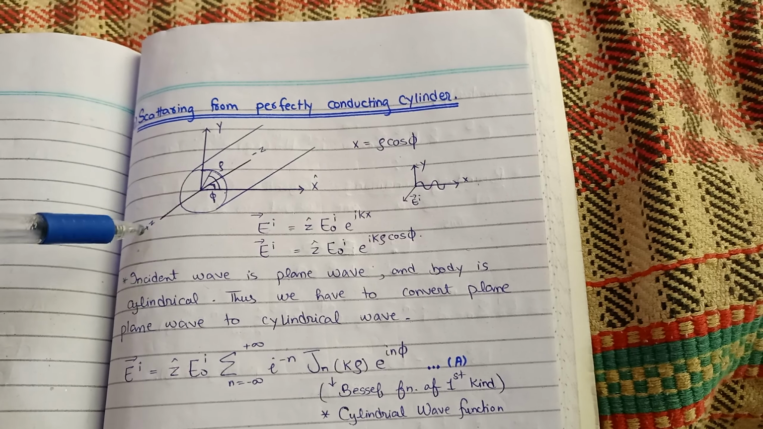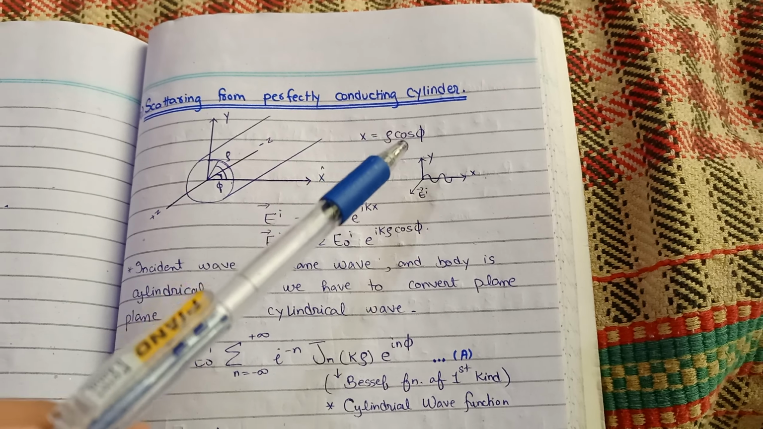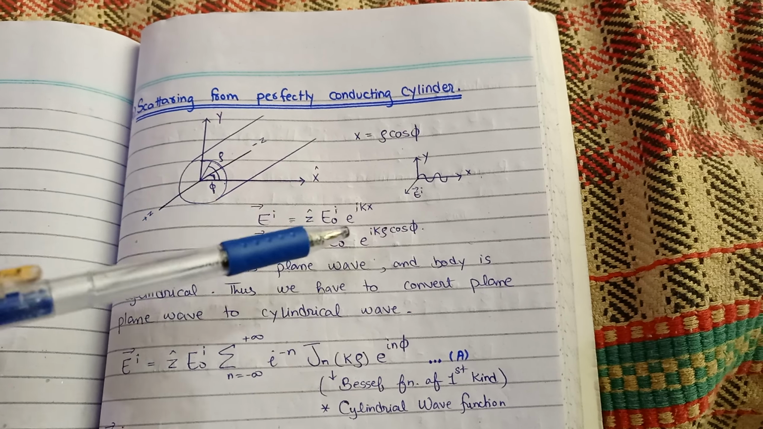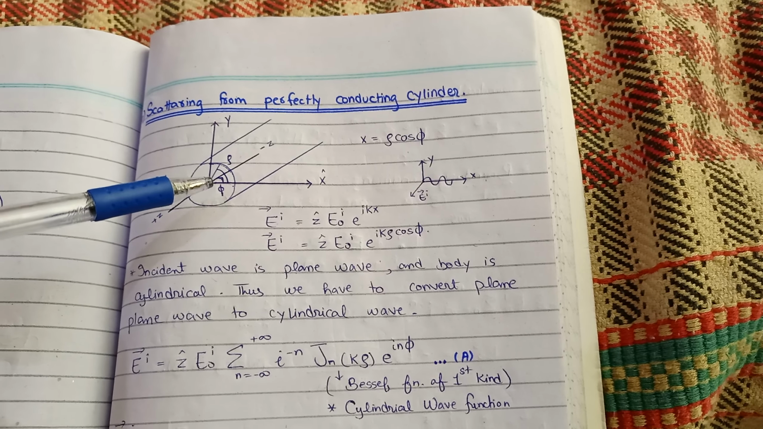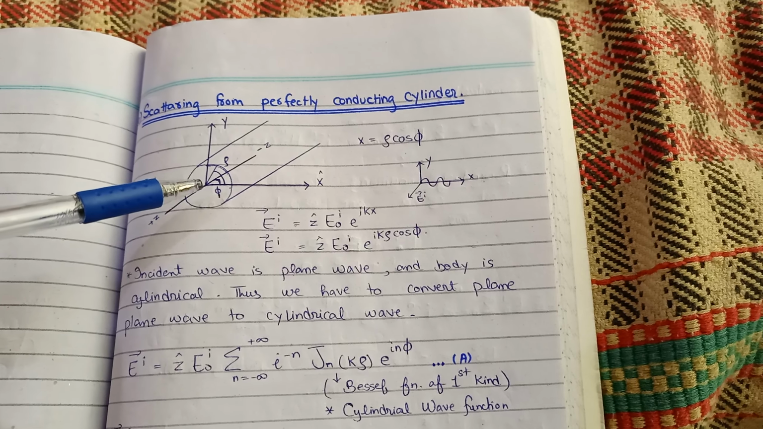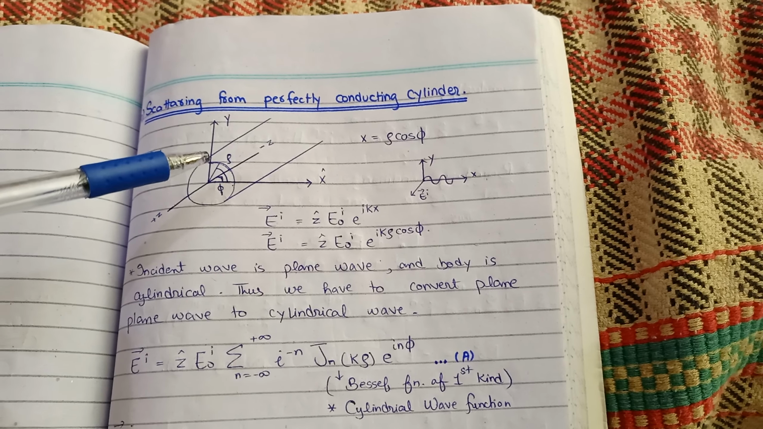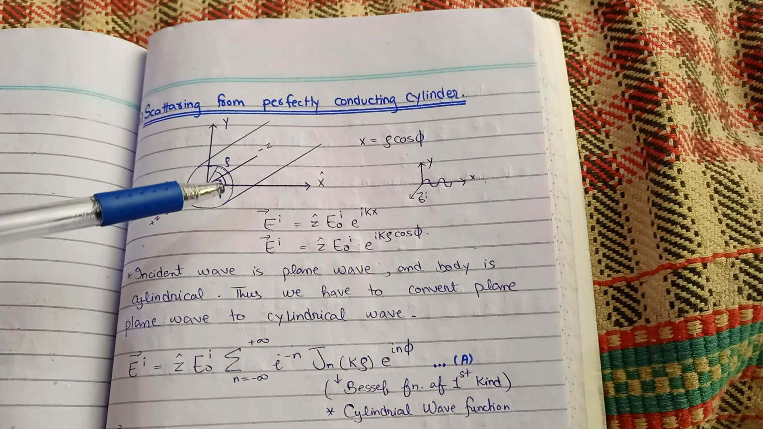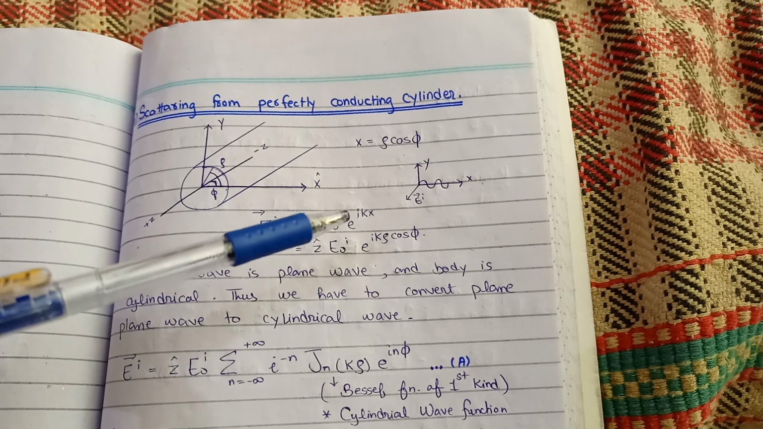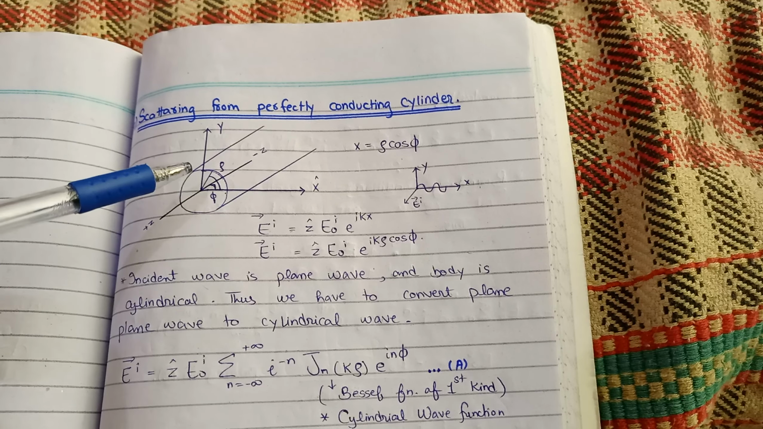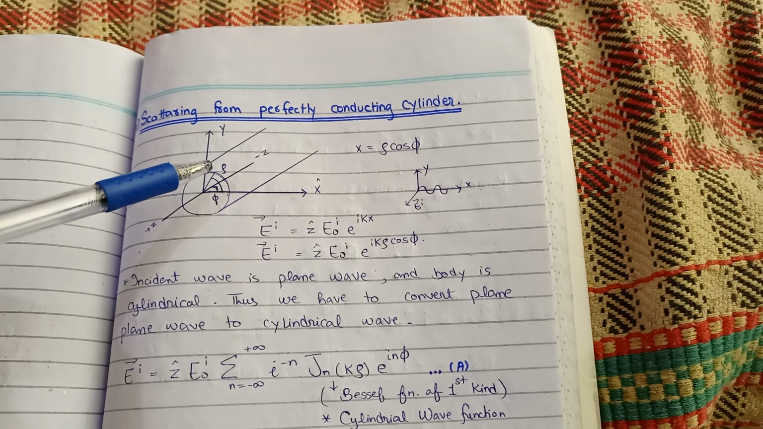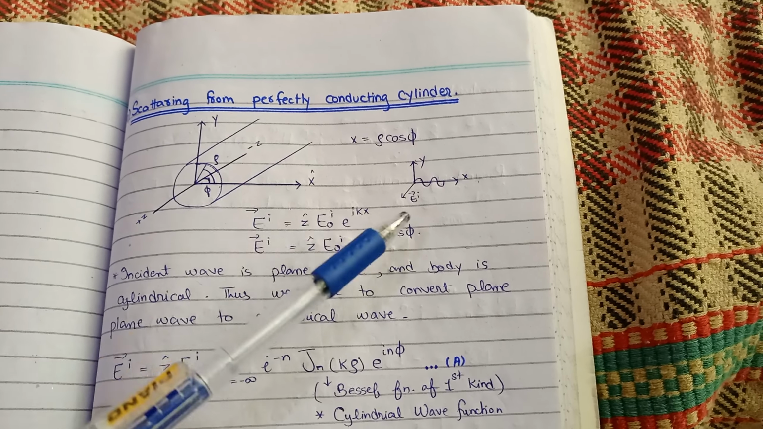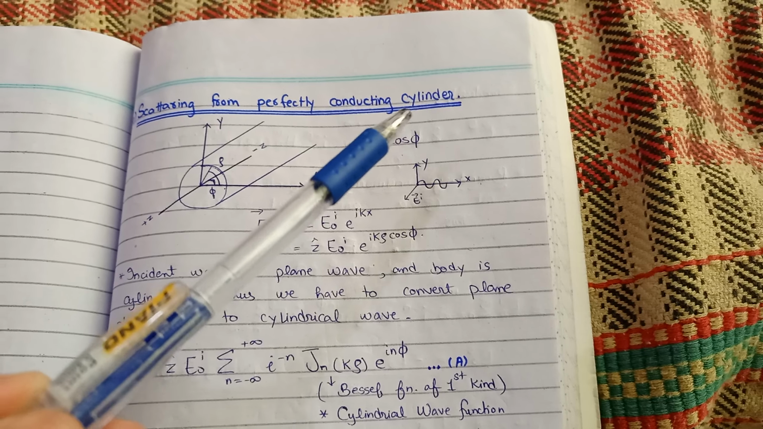This is your cylindrical coordinate system, and we know that in cylindrical coordinate system x equals rho cos phi. The minus z direction and the x direction make an angle of 90 degrees. There is a radius from the center to the surface. Let's suppose a is the radius of the cylinder, and the angle from x to that radius is phi, and rho is this. So the x component becomes x equals rho cos phi.